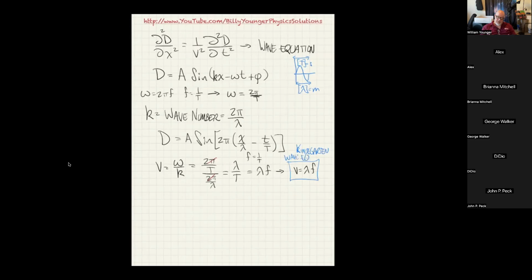Now, the key point to understand with this and all of chapter 15 is that the velocity of a wave is in general a square root of a force parameter divided by a density parameter.